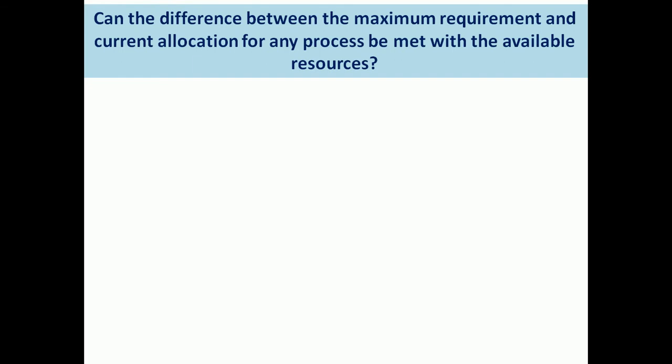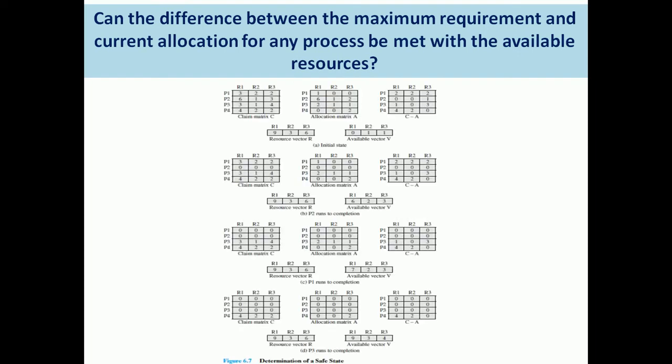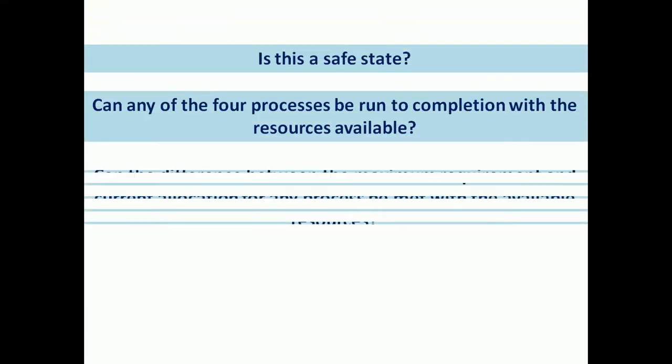Okay. Can the difference between the maximum requirement and the current allocation for any process be met with the available resources? What do you mean? Can the difference between the maximum requirement and current allocation for any process be met with the available resources? Yes, for the process P2 it is met. That's why we have allocated 1 instance of R3 to that process to complete its execution. So the system is in the safe state right now.